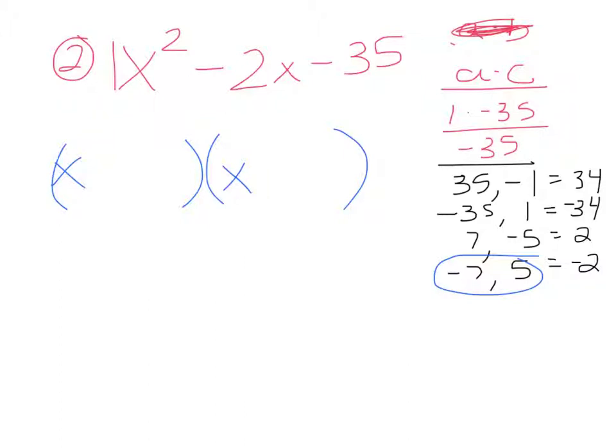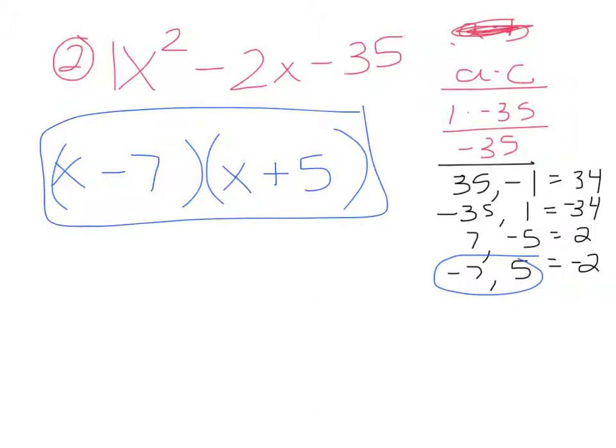The other two terms are just filled in, or the other parts of the parentheses are just filled in with what we came up with right here. So we have minus 7 and plus 5. And there's your answer. And if you distribute it back out, you'll get x squared minus 2x minus 35.